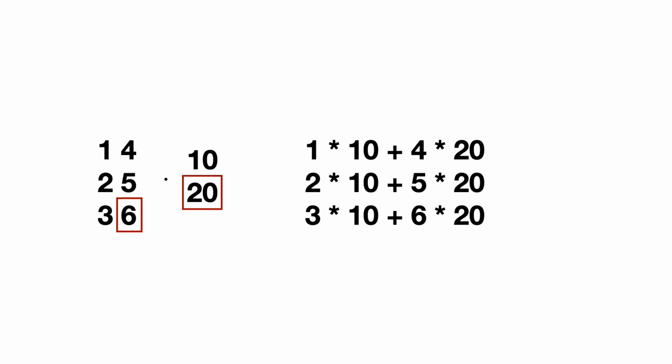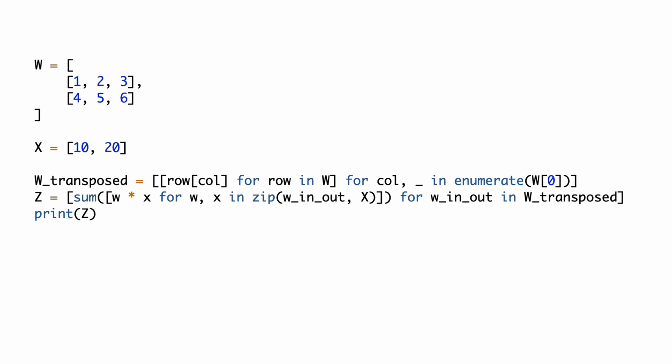How do we write this in Python? This time, we need 2 nested loops. The outer loop goes through the transposed matrix rows. The inner loop goes through a zipped list of weights for a certain output and their inputs. Finally, the result per output is summed. And the result is printed.